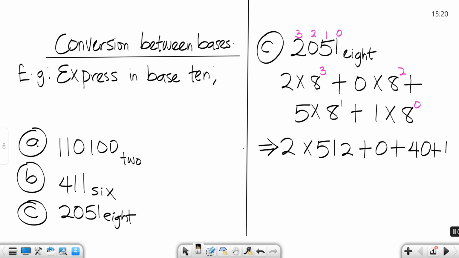So from here, our final answer is, when we multiply 2 by 512, we add it to 40 and 1. We have 1065 in base 10. So converting 2051 in base 8 to base 10 gives us 1065.